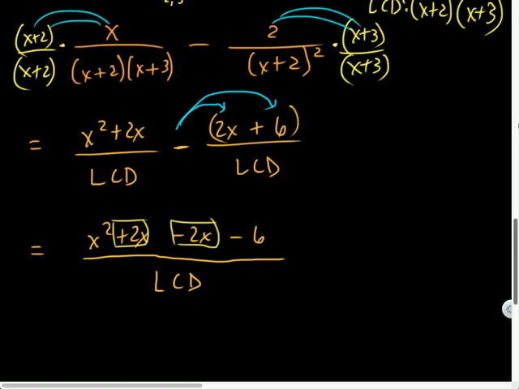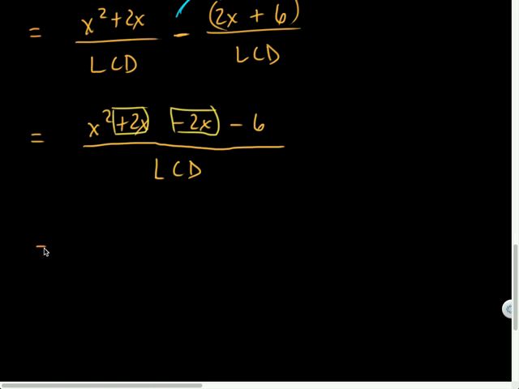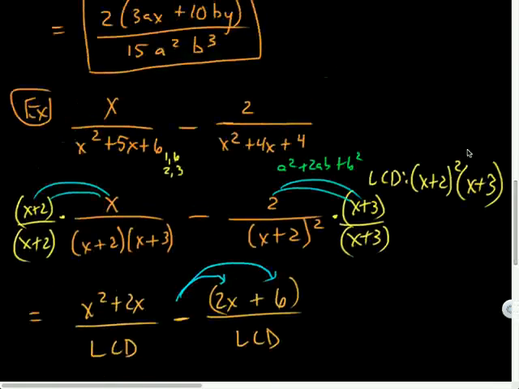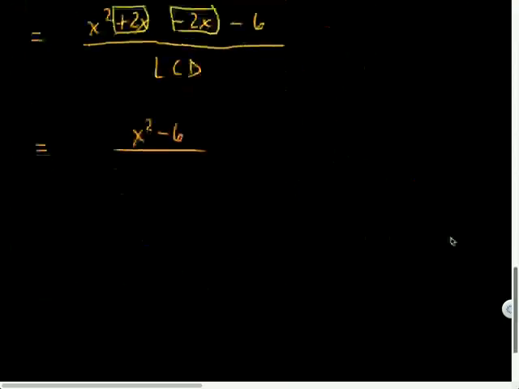So yeah, it's going to be x squared minus 6. Is x squared minus 6 factorable? Is that a difference of squares? No, 6 is not a perfect square. And because that's not factorable, I'm actually going to write down the LCD this time. x plus 2 all squared.